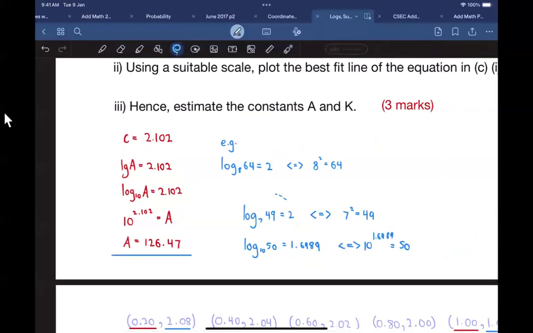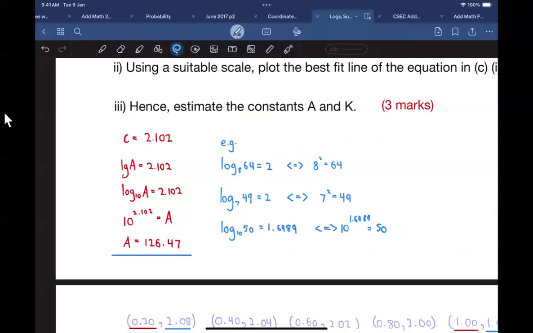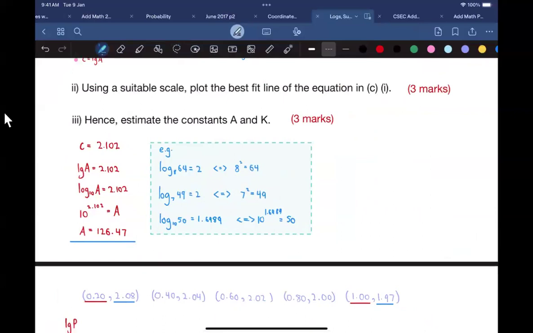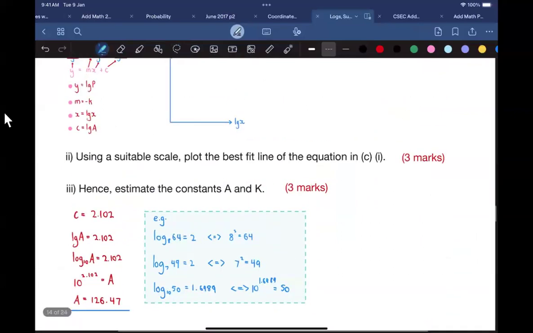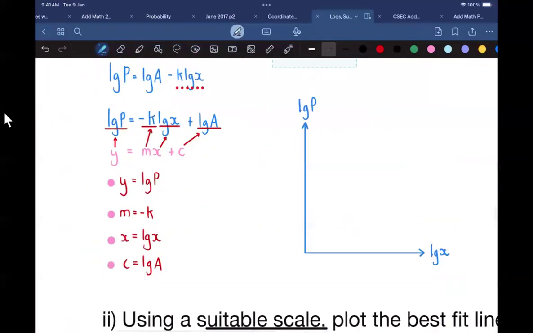Awesome. I'll leave this working here in case you all want to look back at it. So we ended off with a bang. Everybody should be all right with logs after this. So we find for E. Now, Nicholas, which one, Y, M, X, or C? Which one has K in it?